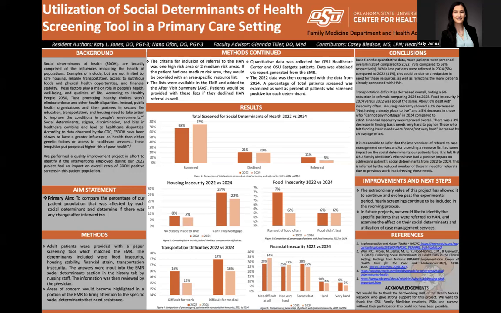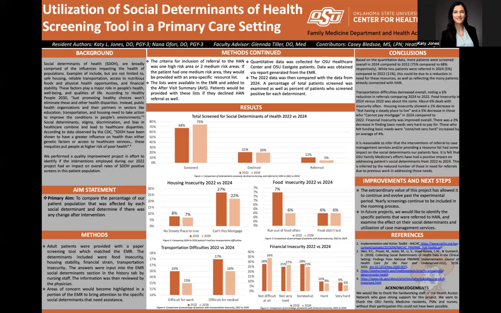So the primary aim of this project was to compare the percentage of our patient population that was affected by each social determinant and see if there were changes after intervention. So the methods that we used: patients were provided with the paper screening tool, which was then entered into the EMR for the specific social determinants that were mentioned earlier. When they were entered, they would be categorized into low, medium, or high risk, which would then flag green, yellow, or red in our EMR.